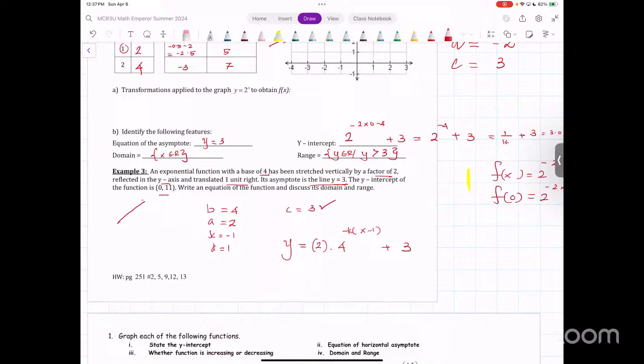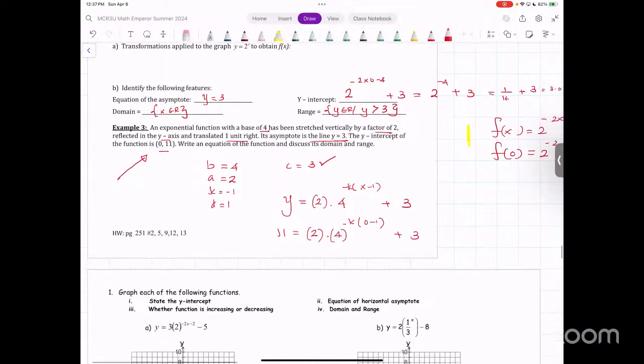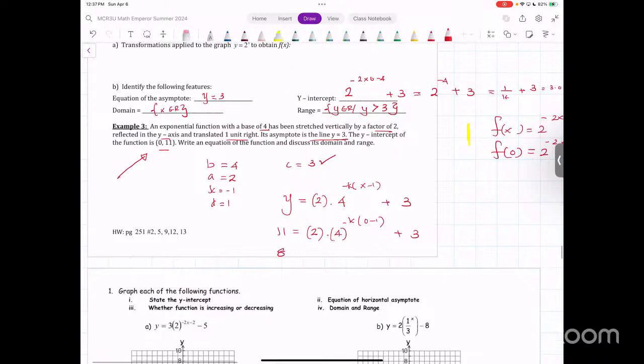They say that the y-intercept is (0, 11). So 11 when x is 0. So 2 times 4 to the power of minus k times 0 minus 1, plus 3. If I move the 3 to the other side, I got 8. 2 times 4 to the power of 0 minus 1 is going to be minus 1, times it by k is positive k. So let's divide both sides by 2. So 4 is equal to 4 to the power of k. The only way I can get this, k must be 1.